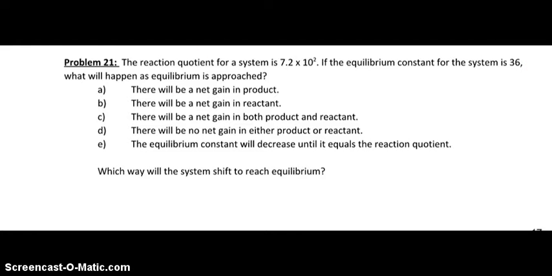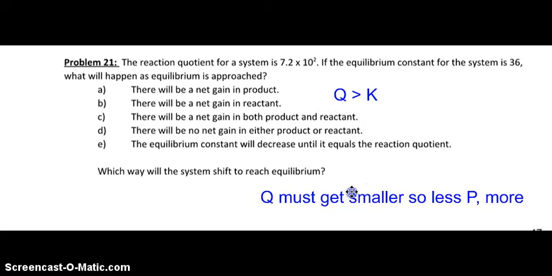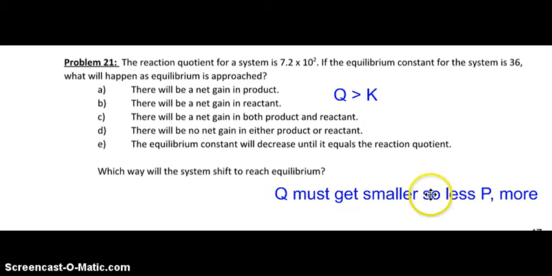So if Q is bigger than K, now what? We've got to get Q to get smaller, don't we? If Q gets smaller, you need fewer products and more reactants. So how are you going to get more reactants? You need to shift it to the left. So that's all you need to say. It's going to shift to the left.